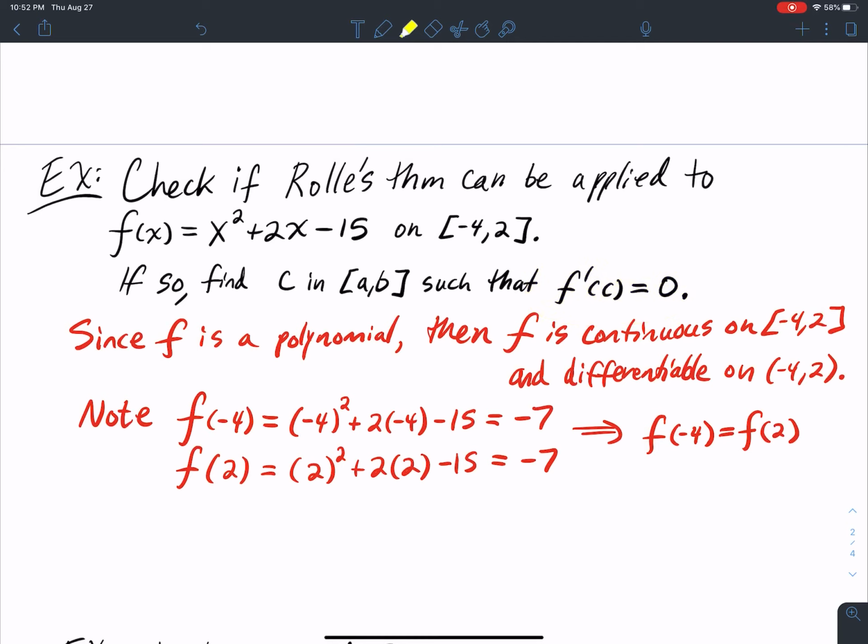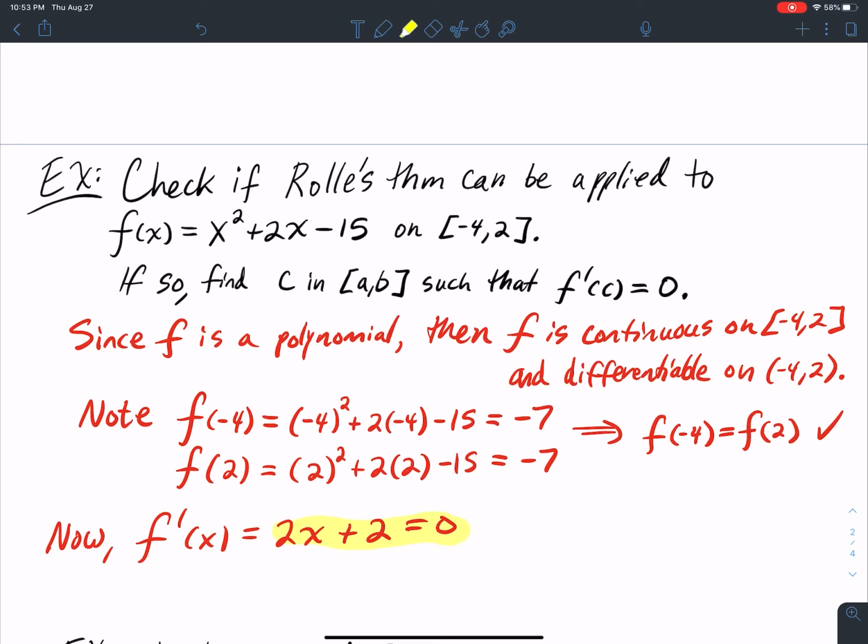So what am I going to do? I'm going to take the derivative of f of x. The derivative of x squared is 2x. The derivative of 2x is 2. The derivative of -15 is 0. And then what do I do to the derivative? I set it equal to 0. And then I need to find a value x that solves this equation.